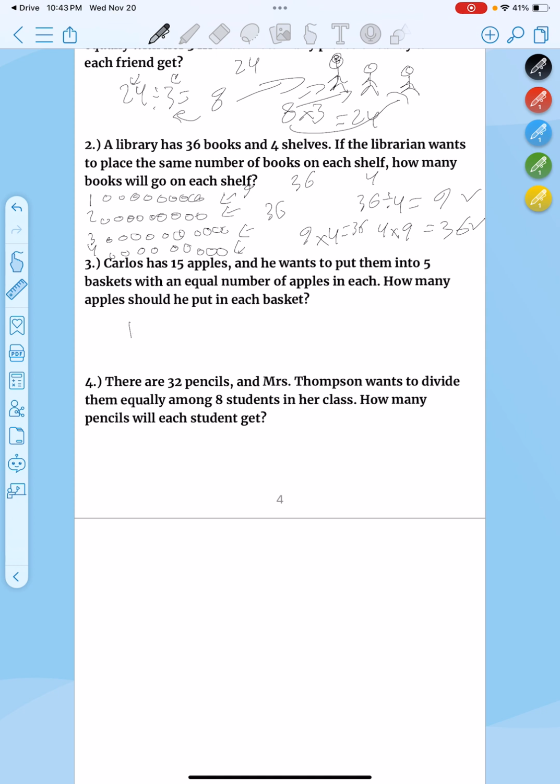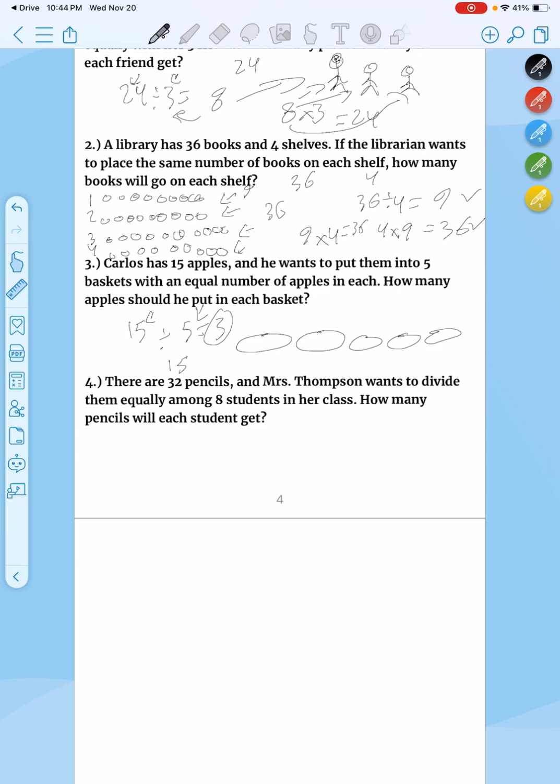Carlos has 15 apples, and he has 5 baskets, and he's trying to put an equal amount of apples in each basket. So our answer will be 3. How? There's 15 apples and 5 baskets, right? So let's say these are each basket, right? So there's 5 baskets and we have 15 apples.